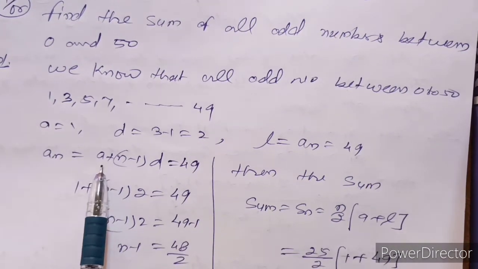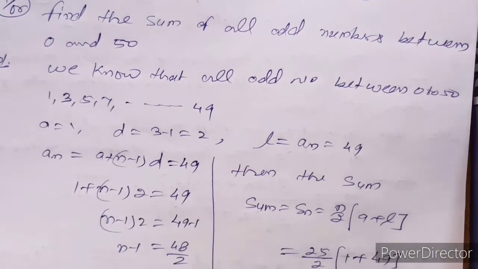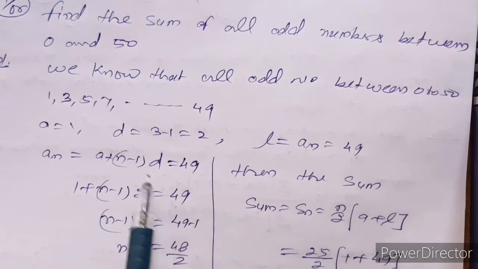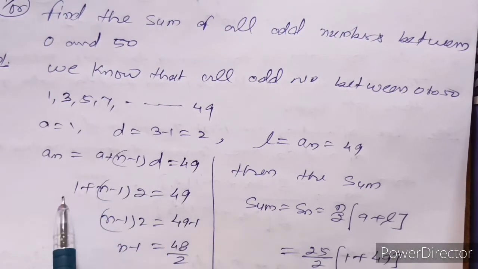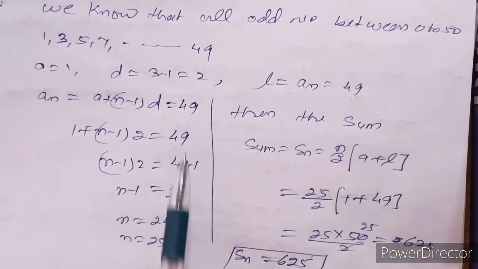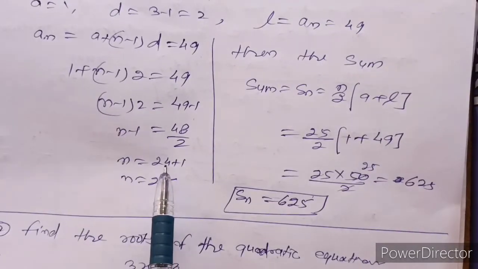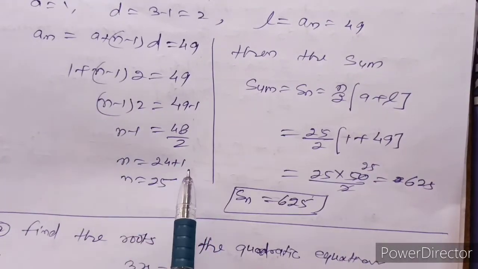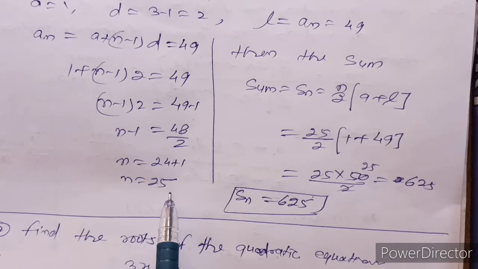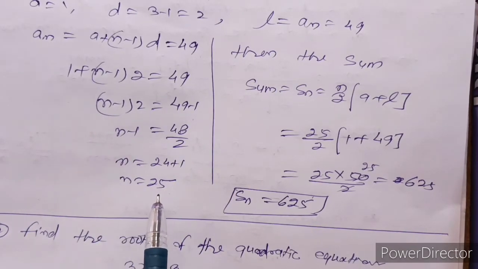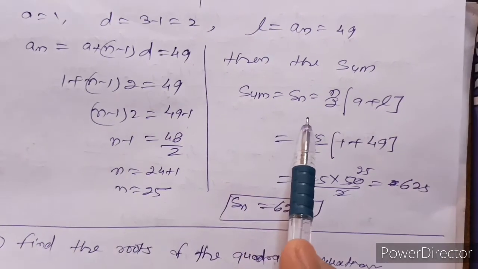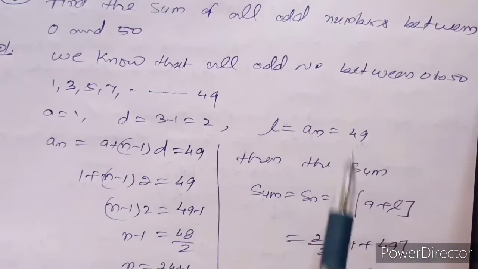Nth term formula is a plus n minus 1 into d, and last term is 49. So putting the value equals to 49 and a equals to 1 and d equals to 2. After then you can solve, 1 is transferred to the other side, get 48 dividing by 2 equals to 24, adding 1, n equals to 25. So we can find the number of terms equals to 25, and the sum we can find.